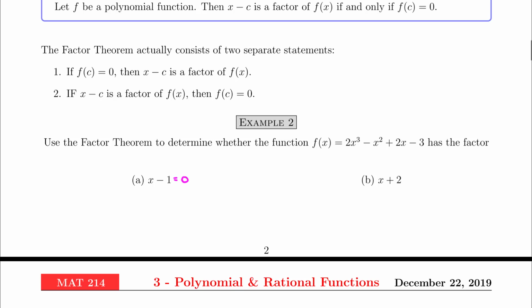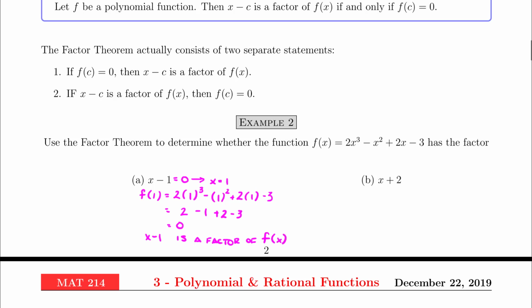So we set this equal to 0, and that implies then that x has to be positive 1. If we evaluate the function at positive 1, we're going to get 2 minus 1 plus 2 minus 3, which does equal 0. And because it equals 0, what this tells us then is that x minus 1 is a factor of the polynomial. So that is a factor of f of x.